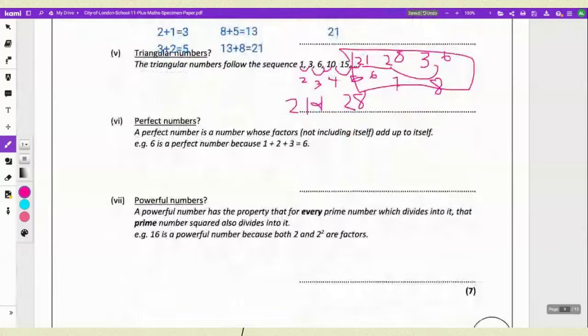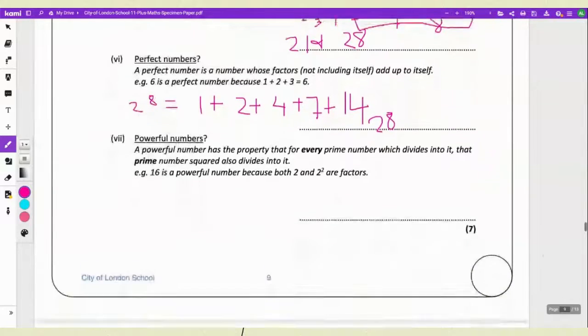So they are saying that a perfect number is a number whose factors, not including itself, add up to itself. I would say the number is 28. You could get a different number also, but you have to be careful. Why is it 28? Because look at this, 1 plus 2 plus 4 plus 7 and 14. A perfect number is a number whose factors not including itself add up to itself. 6 is a perfect number. So they are giving you one example, you have to find another one.